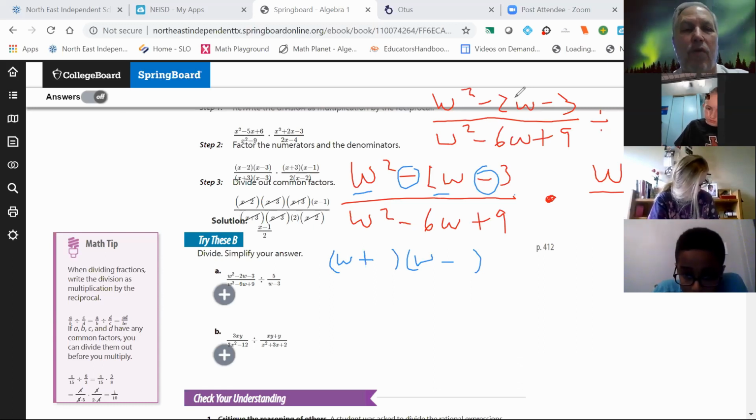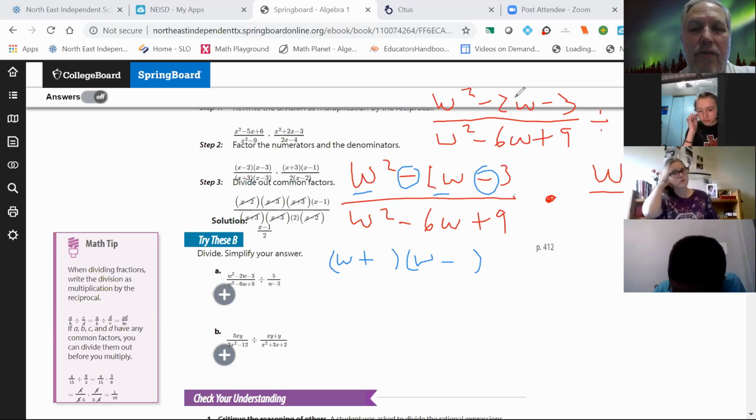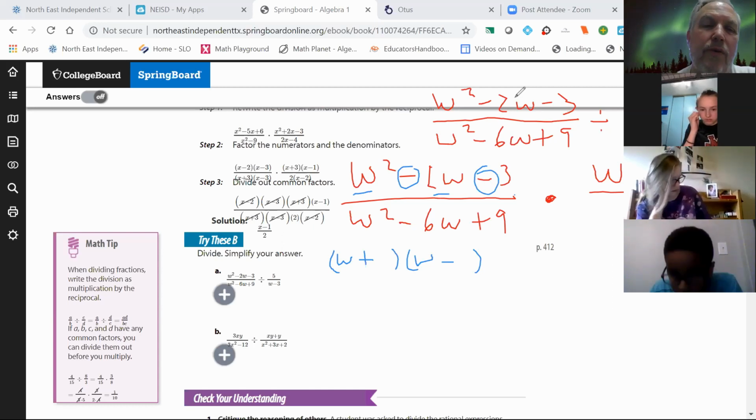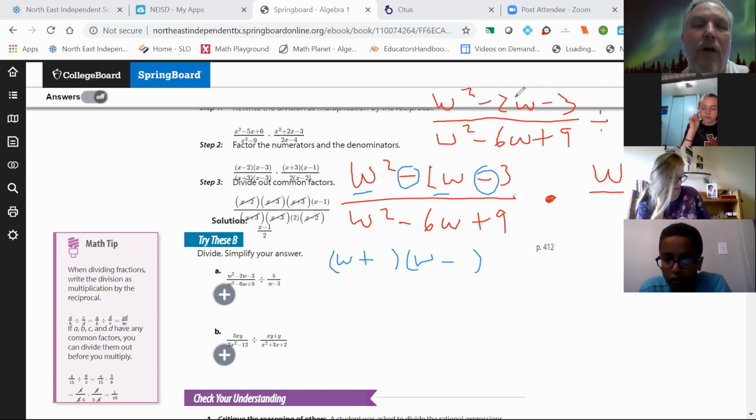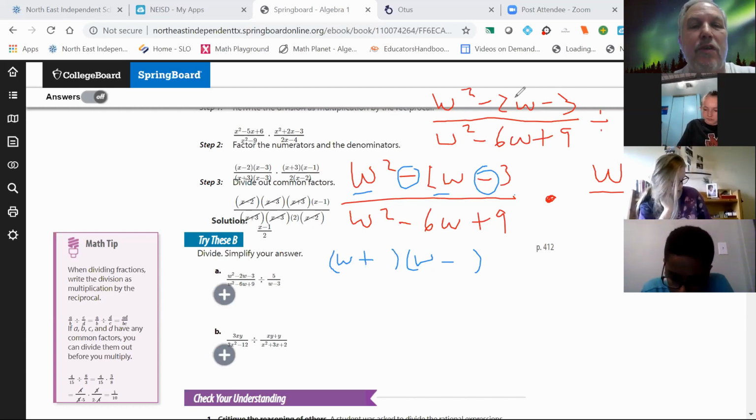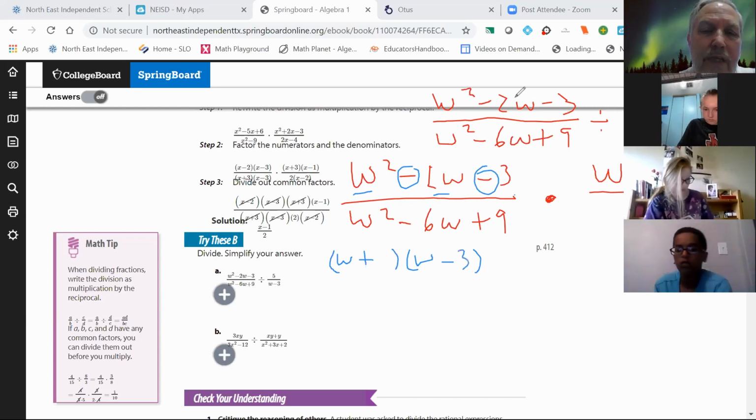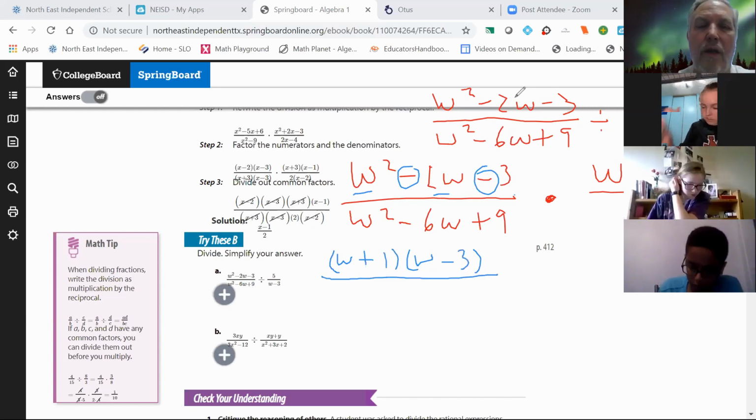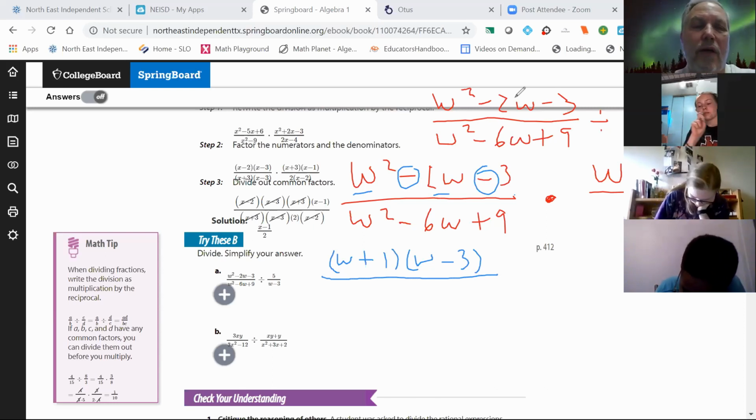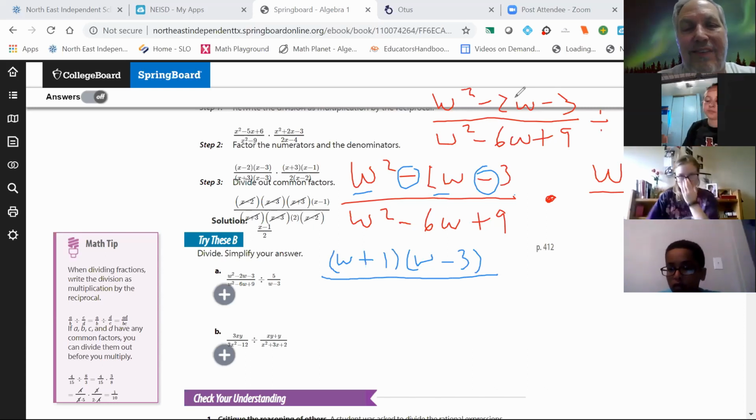And right now what I'm trying to do is I'm trying to find factors of 3 that when we subtract them, we get 2. And so that's 3 and 1. 3 minus 1 is 2. And because we want our answer to be negative, then the 3 goes where the negative is, and the 1 goes where the positive. All right, so now we have our w squared minus 6w plus 9.